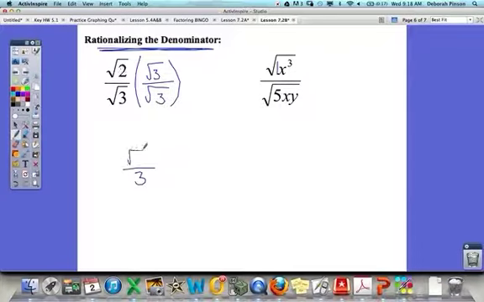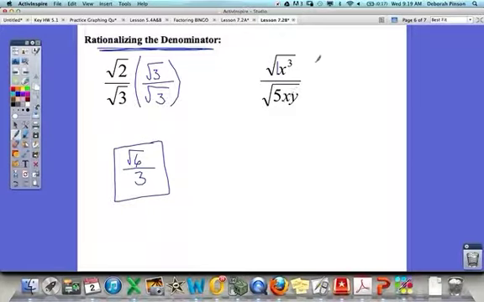In the top, I'll have square root of 6. And then simplify if you can simplify. So I want you to see how you want to multiply by something that will get rid of your square root in the denominator. It's okay to have one in the numerator, but we don't want one in the denominator.